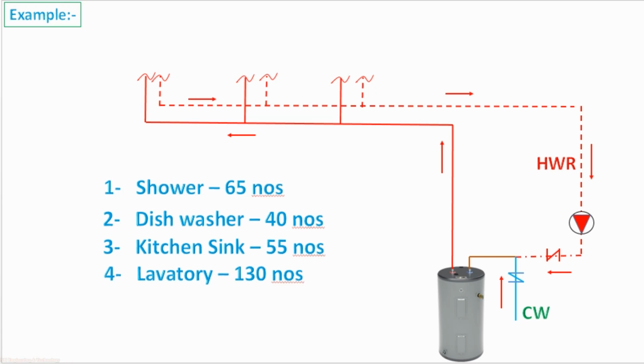Now we will use the thumb rule to design the hot water circulation system for this building, having plumbing fixtures: shower 65 numbers, dishwasher 40 numbers, kitchen sink 55 numbers, lavatory wash basin 130 numbers. This is the electric water heater supplying hot water to the building through this hot water piping, and this is the hot water recirculation piping, for which we need to select the pipe size and hot water recirculation pump.